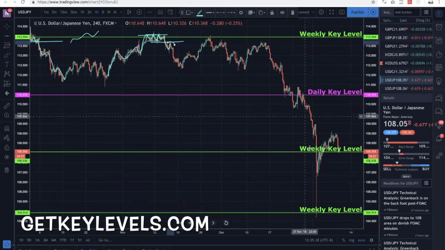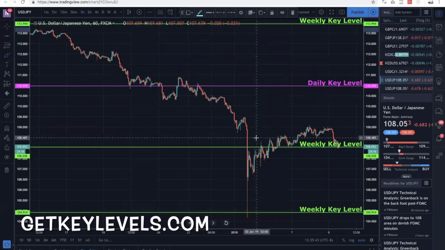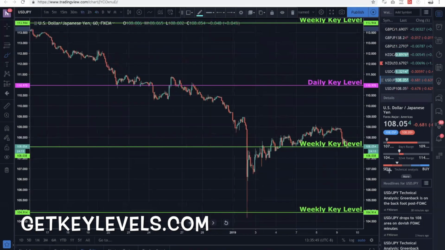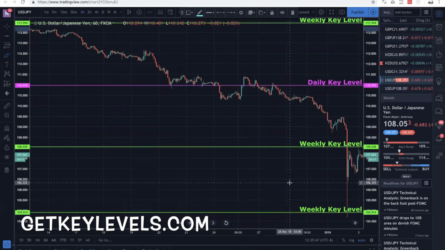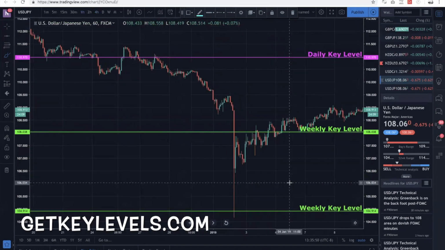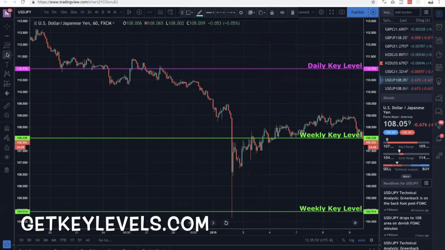So we have this key level down here. Let me actually go ahead and go to my hour time frame. And we actually can see on the hour time frame, it moved between these key levels, and it actually did start to go ahead and give us higher highs as well as higher lows.